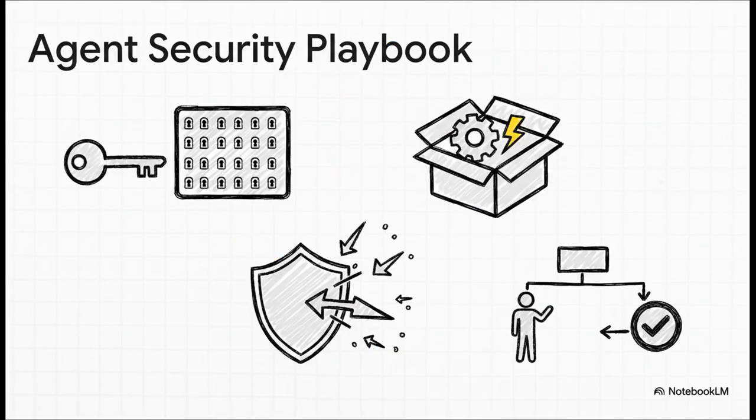And from a security point of view, you have to treat the agent itself as a potentially untrusted user on your system. This means following some time-tested security rules. First, least privilege. Give the agent the absolute minimum permissions it needs to do its job and nothing more. Run risky stuff in a sandbox environment. And for really high-stakes actions, like deleting a database or sending money, you always want a human in the loop to give that final okay.